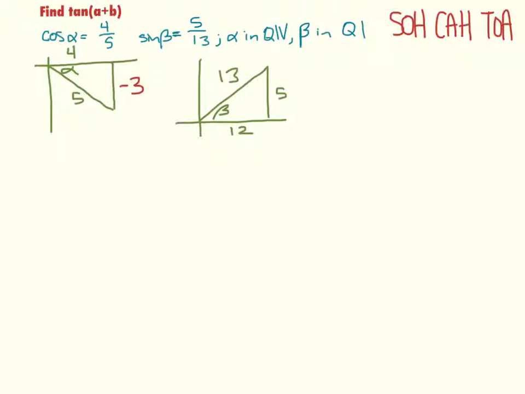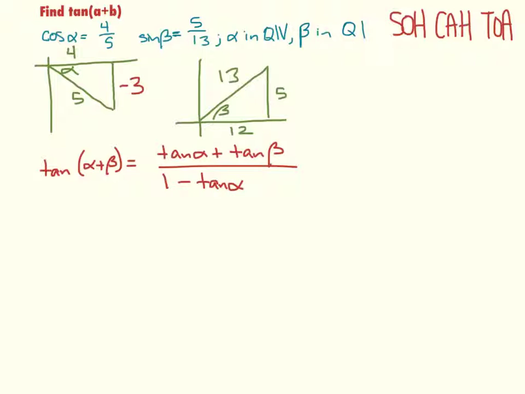Okay, good. So now I can find the tangent of alpha plus beta because the tangent of alpha plus beta is the tangent of alpha plus the tangent of beta over 1 minus tangent of alpha times the tangent of beta.